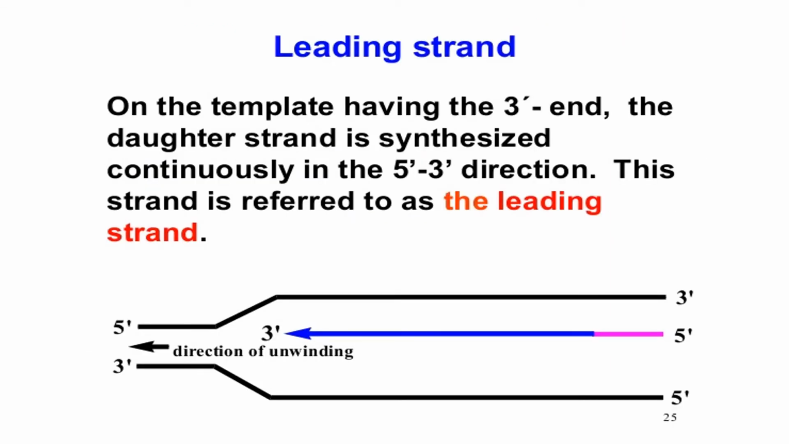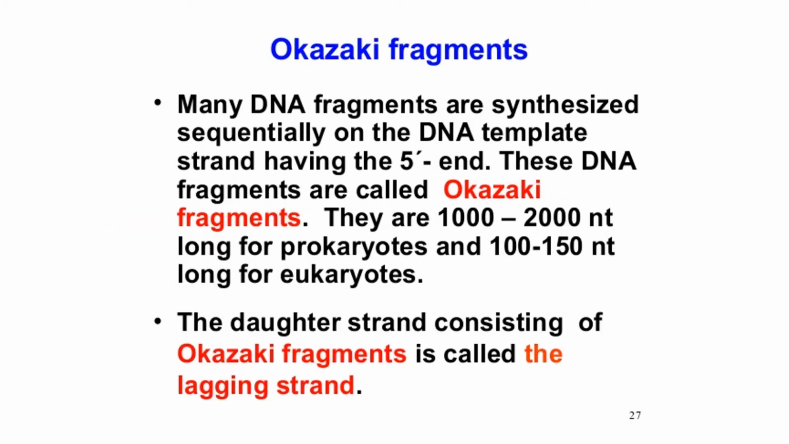Two types of strands are found. One is the leading strand, on the template having the 3' end here. The daughter strand is synthesized continuously in the 5' to 3' direction. It is always towards the direction of unwinding of the double helical structure, and it is away from the opening of the replication fork. Next come the Okazaki fragments.